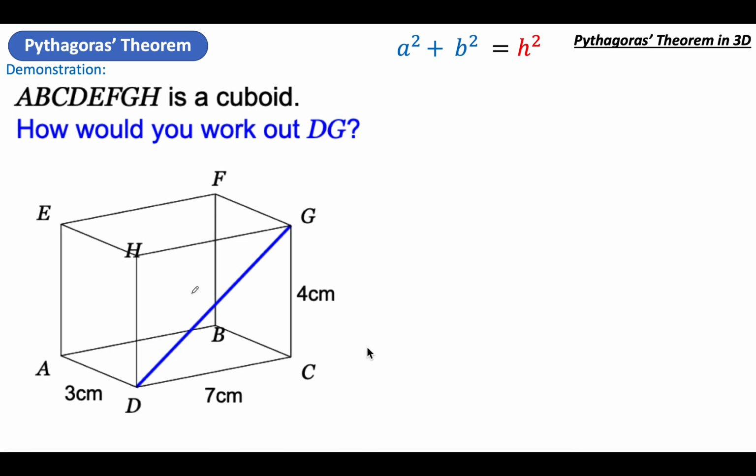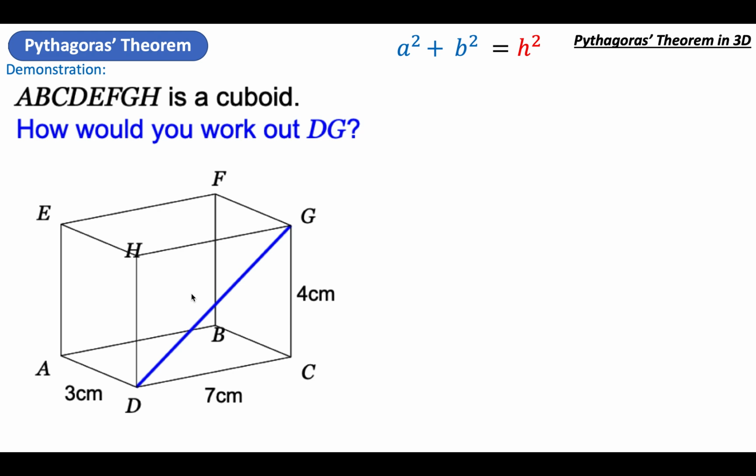So here we have a cuboid, and the cuboid's been labelled up with all the vertices, all the corners, called A through to G, but it's just a cuboid, it's a box. Okay, and the question it's asking us is how would we work out the length of DG? And that's what it means by DG, the distance from D to G going in a straight line. And they've marked it with a blue line there.